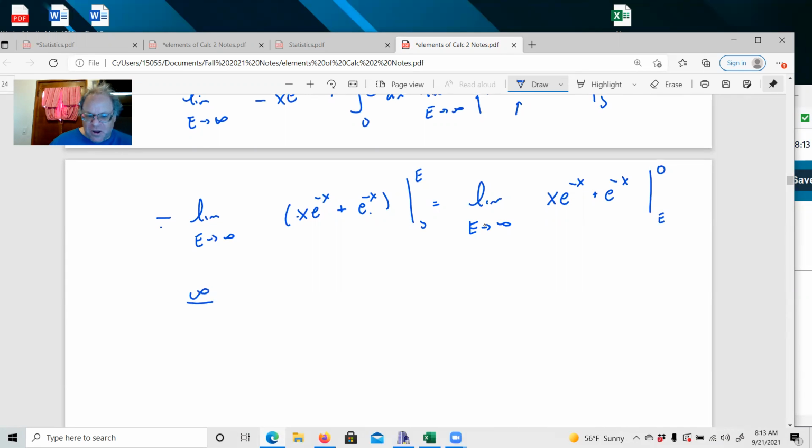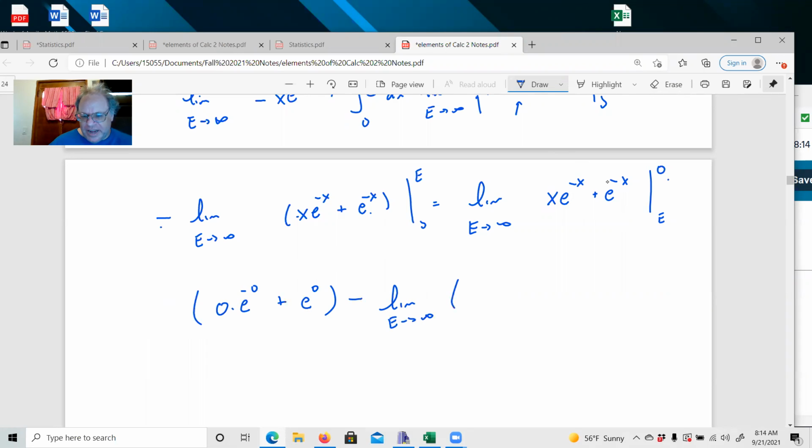We have effectively an infinity over, right? We have x over e to the x here. That's how we could write that. And let me do the 0 case first. Okay, sorry, I jumped the gun. All right, so as x equals 0, we have 0 times e to the negative 0 plus e to the 0. All right, that's going to be 1 minus limit as e goes to infinity.